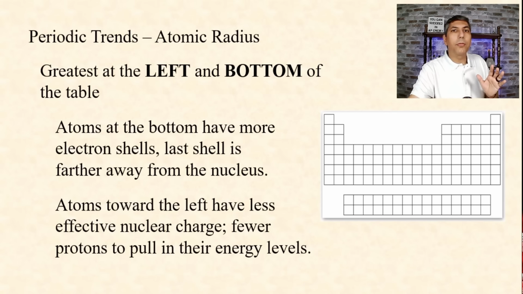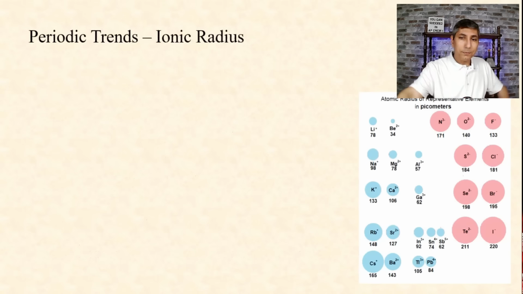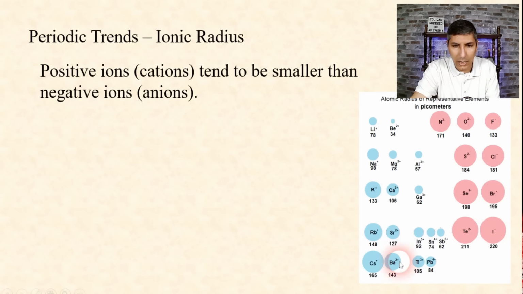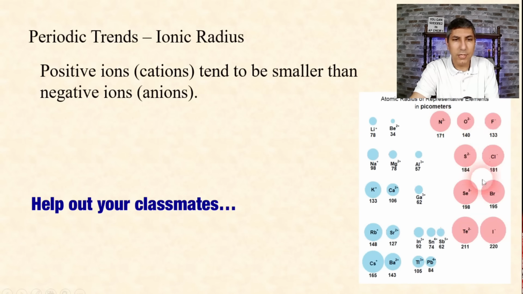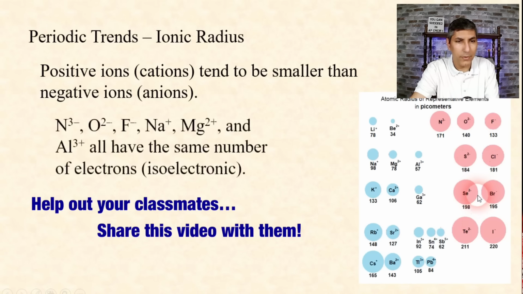Never use location on the periodic table as an explanation for anything. That doesn't explain, that just is a trend. Now, another important trend is ionic radius. And so here we have a general trend that, as you can see here, positive ions, these cations, which I have in blue, tend to be smaller than anions, or those negative ions, which we have in pink.